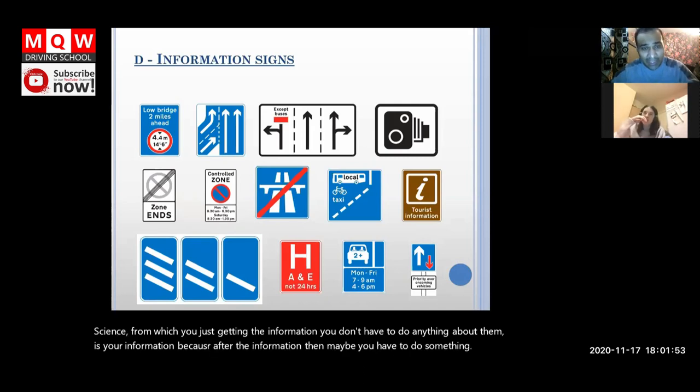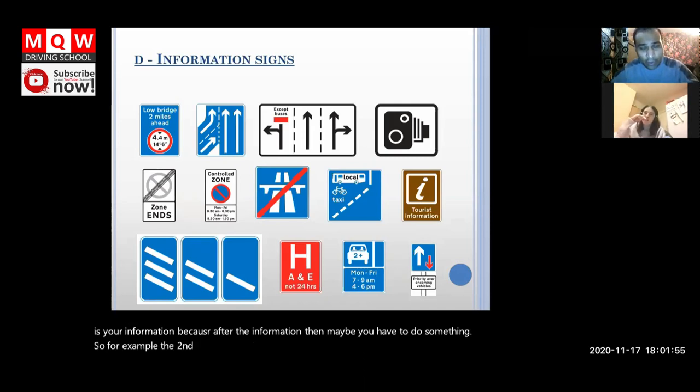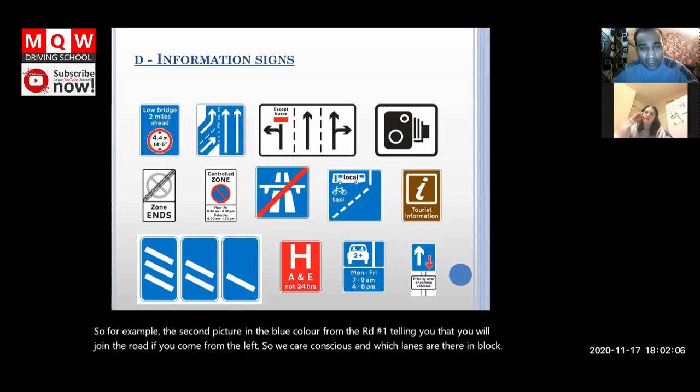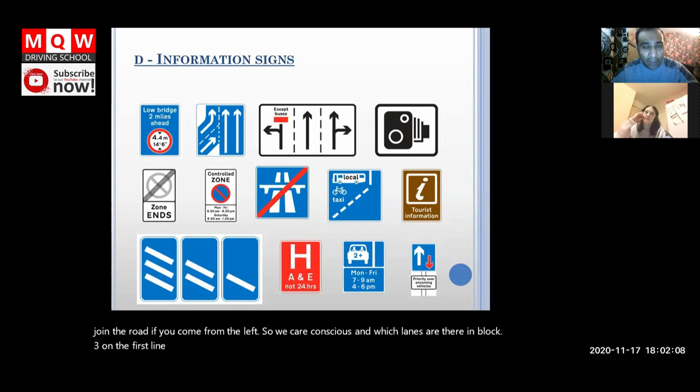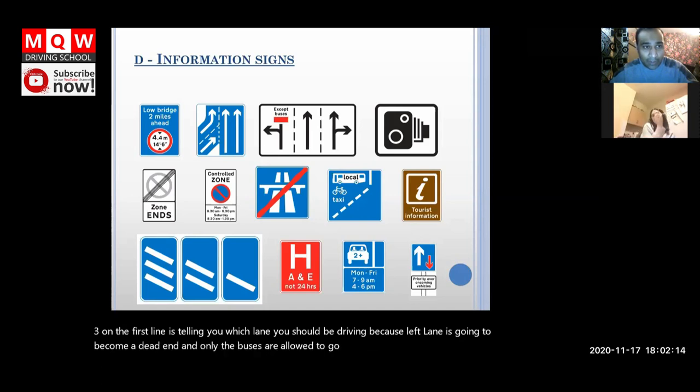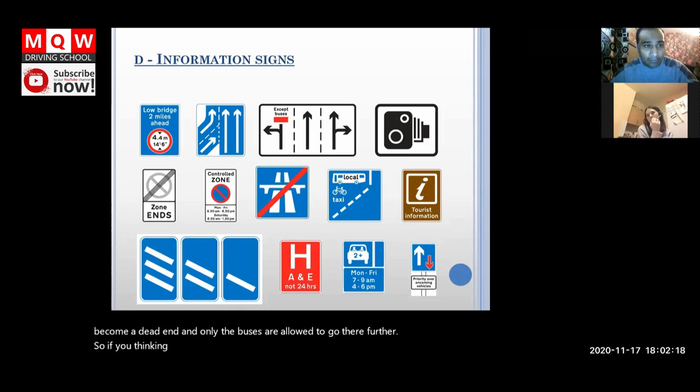So for example, the second picture in the blue color, from road number one, is telling you that you will join the road if you come from the left, so be conscious of which lanes are there. Number three on the first line is telling you which lane you should be driving, because the left lane is going to become a dead end and only buses are allowed to go further. So if you're thinking to go straight, you better change your lane in good time.